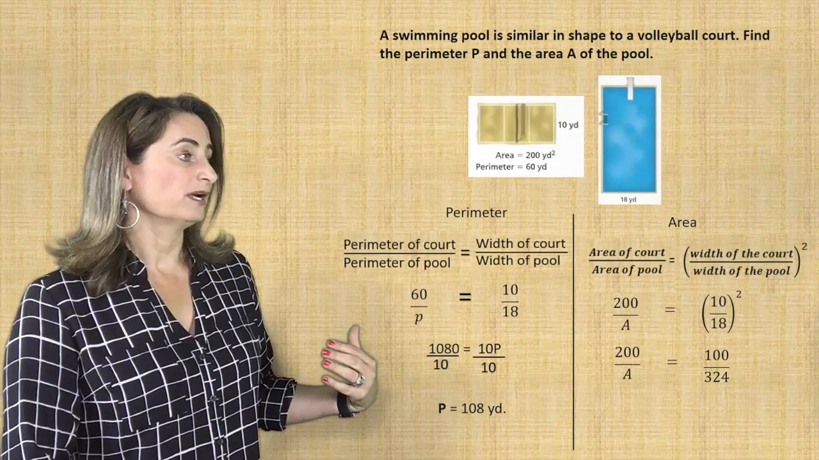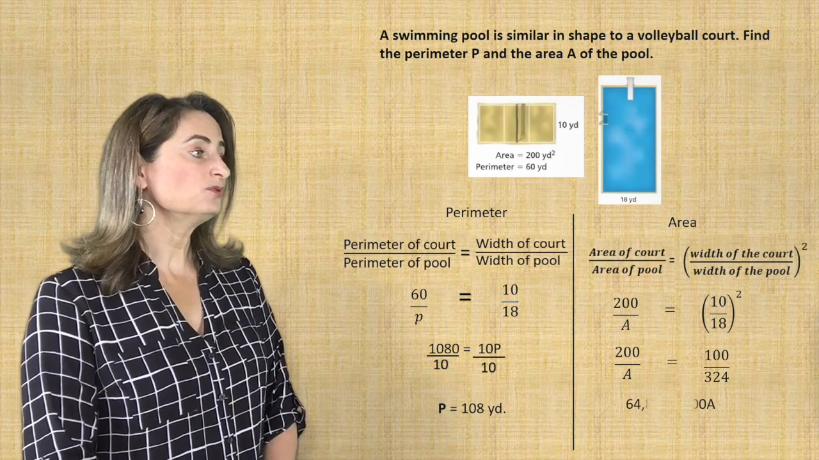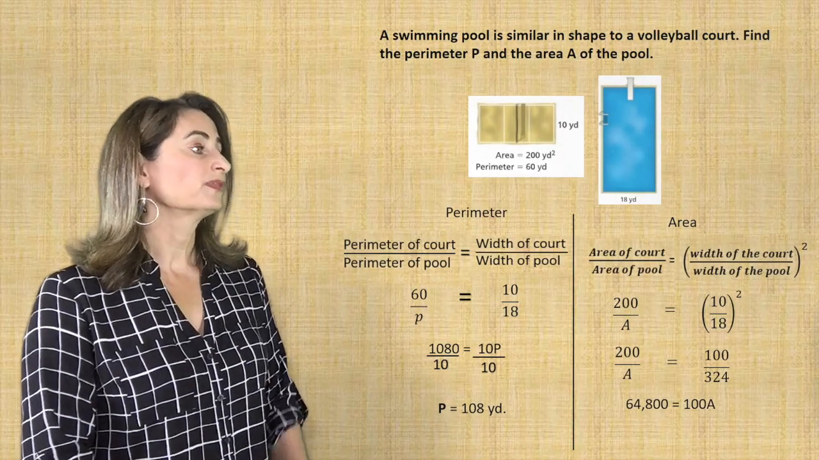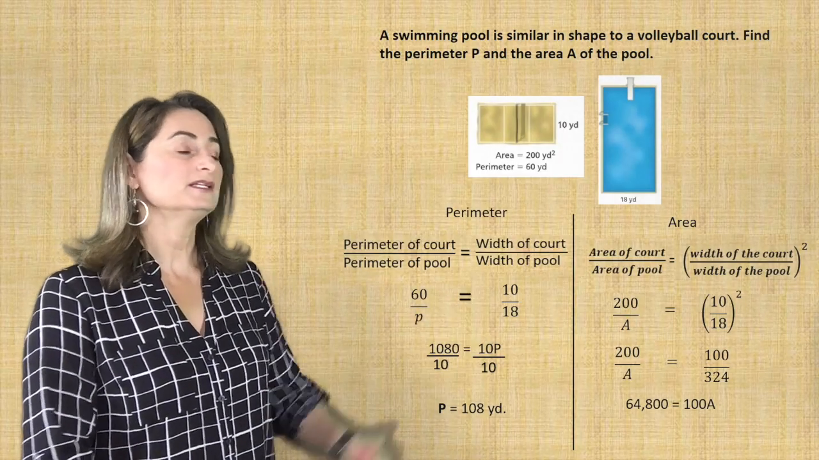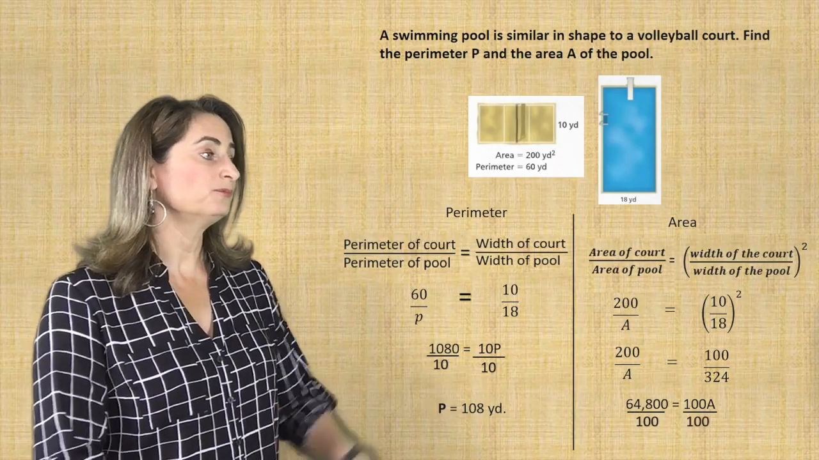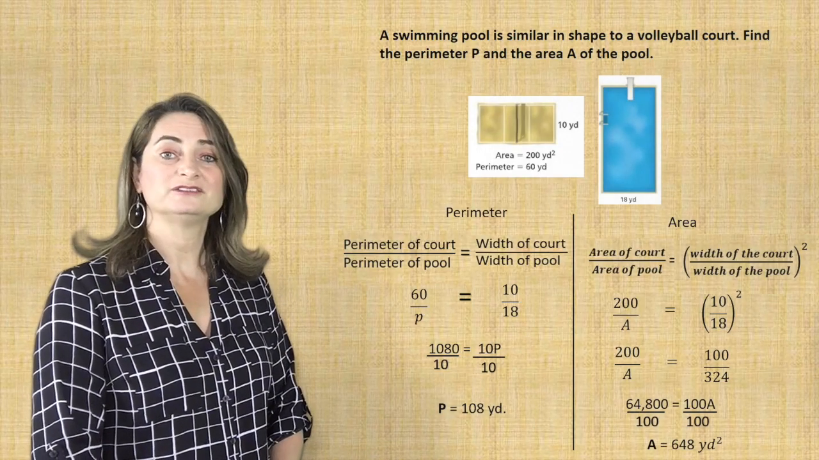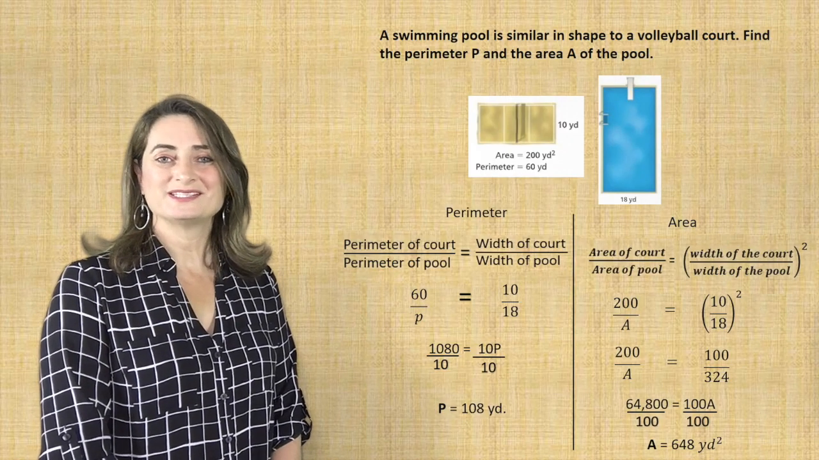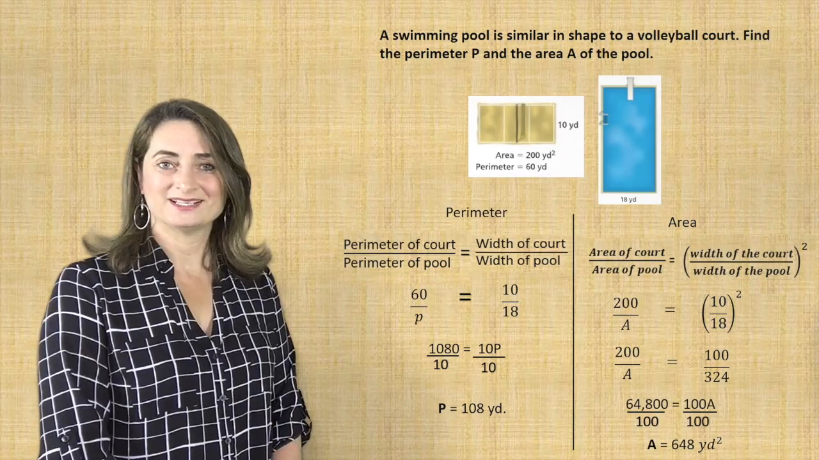Now cross multiply. 324 times 200 is 64,800 equals 100 times A, which is 100A. Now divide both sides by 100. You end up with A, which is the area, 648 yards squared. And that's why we need similar figures to find missing information.